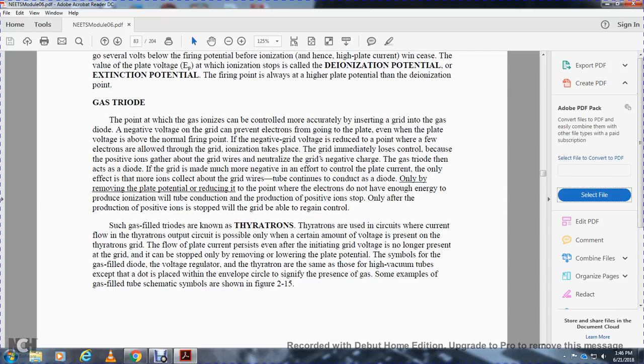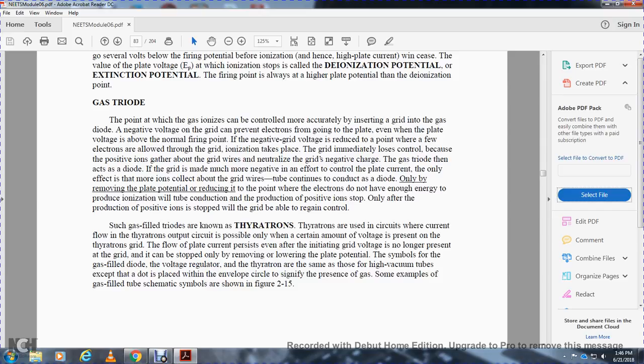Such gas-filled triodes are known as thyratrons. Thyratrons are also used in circuits where a certain amount of voltage present at the thyratron grid starts the flow in the output circuit. The flow of plate current persists even though the initial grid voltage is no longer present at the grid. It can be stopped only by removing or lowering the plate potential.